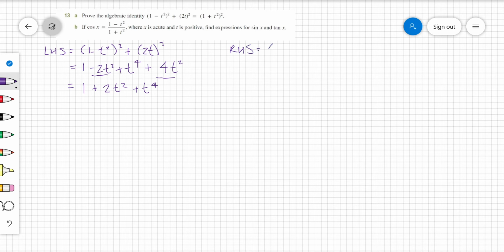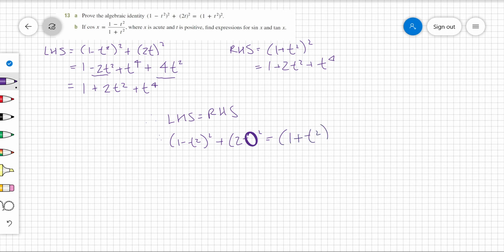All right, our right-hand side, on the other hand, is (1 plus t squared) all squared. So again, square the first term, double the product, square the last term, and you get the exact same answer. So now you can say, therefore, left-hand side equals right-hand side. So therefore, we've proven that (1 minus t squared) squared plus 2t squared equals (1 plus t squared) squared.